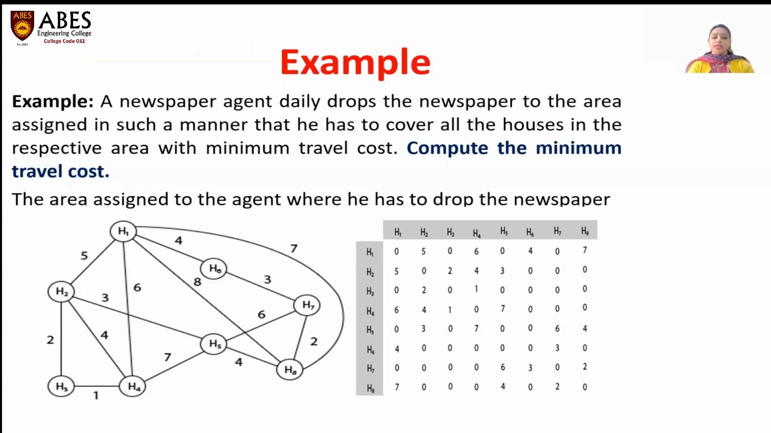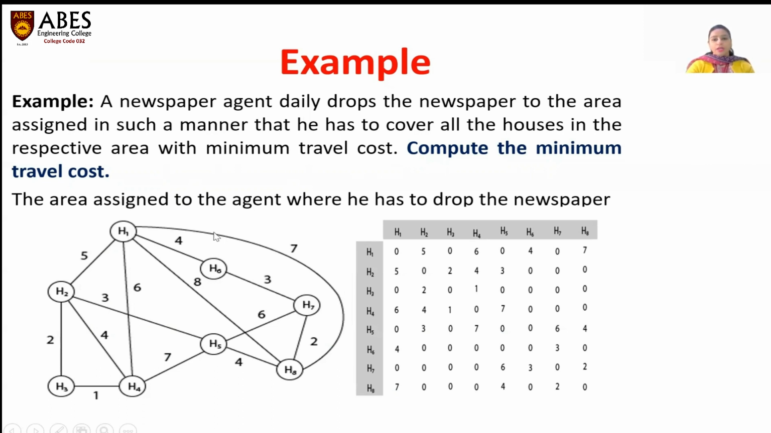So for example, the area assigned to the agent where he has to drop the newspaper has been denoted by the vertices, and the path he follows is denoted by the edges, and the weight values denote the distance. So if there is a direct relation between two nodes, then we write the weight value into the matrix. So we have total H1 to H8 rows, H1 to H8 columns.